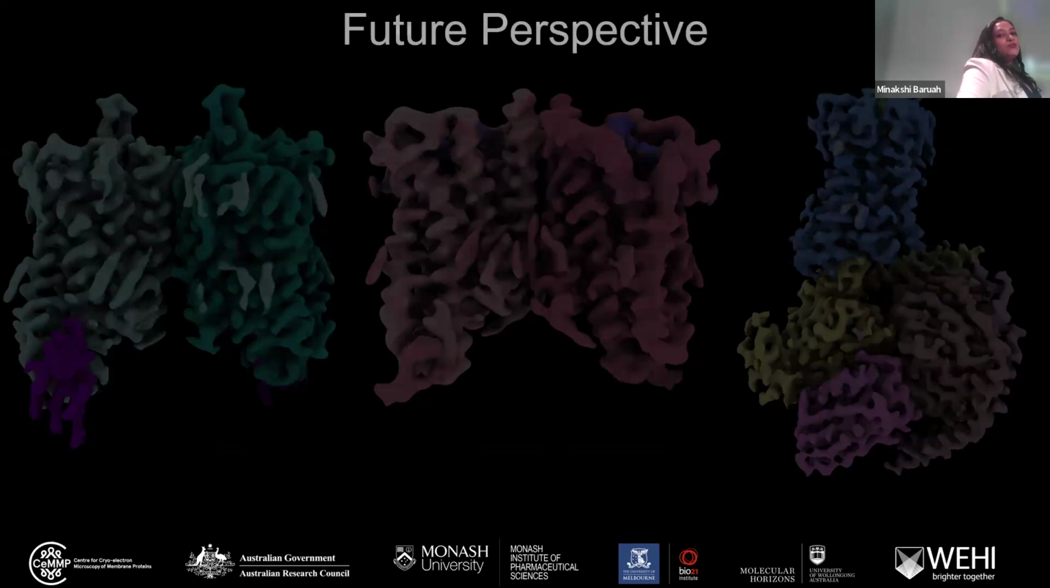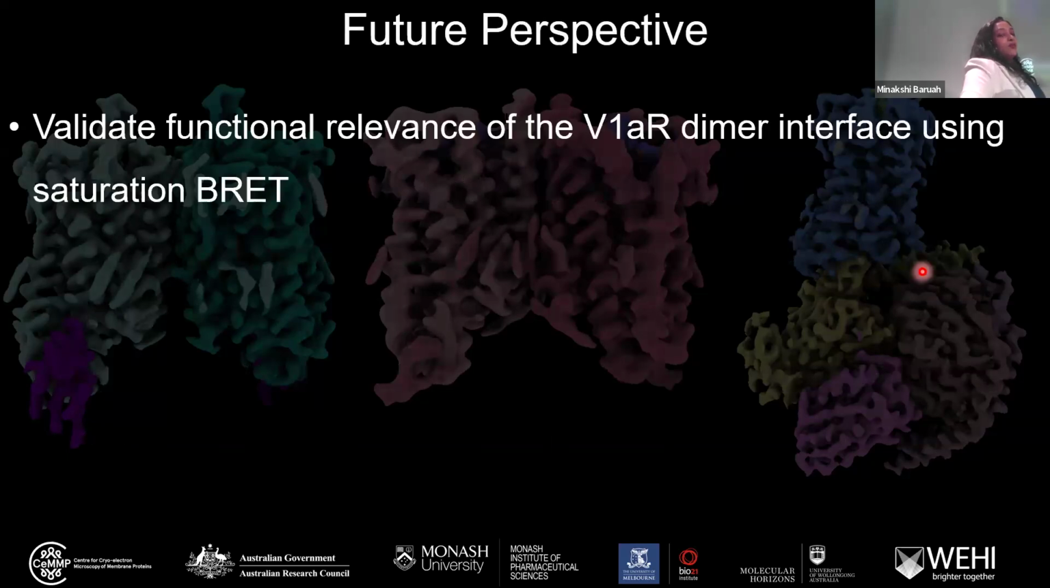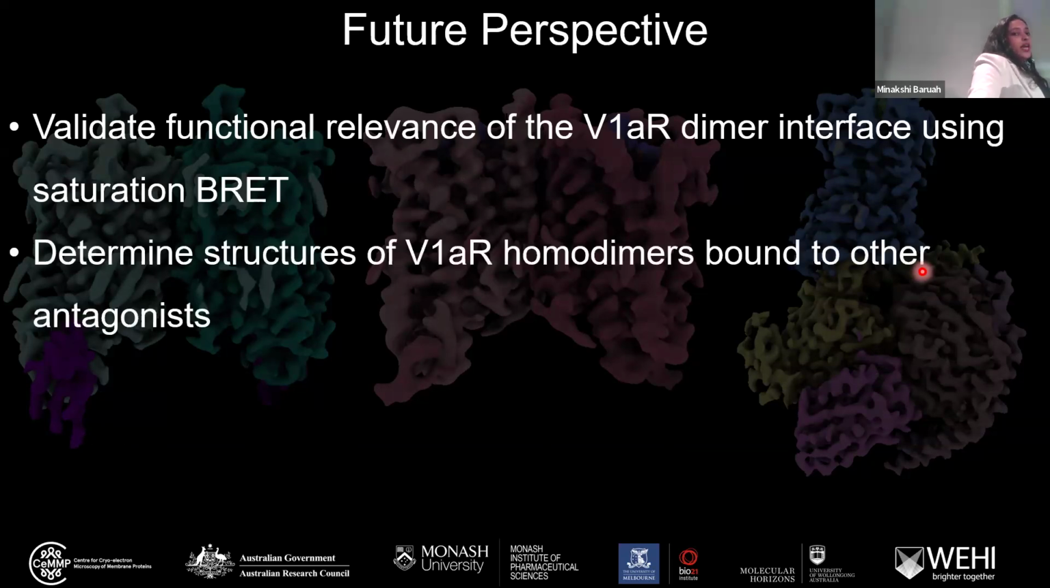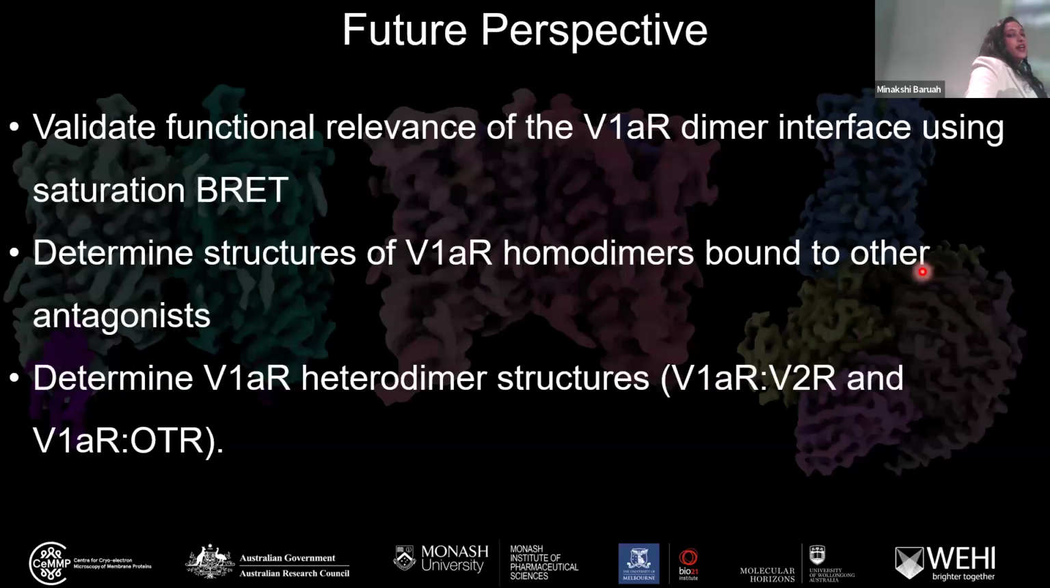So for future perspective, I think we'll validate the functional relevance of V1A dimer assay using saturation BRET. I have already designed the constructs and also determined V1A homodimers bound to different antagonists. And there is evidence in literature that this receptor forms heterodimers with other receptors within the family and outside the family. So I would really love to explore that area.